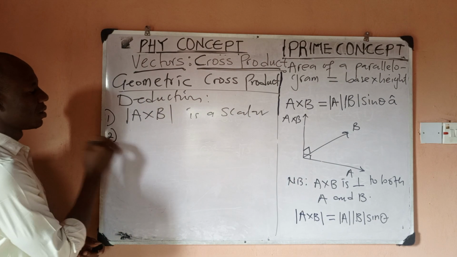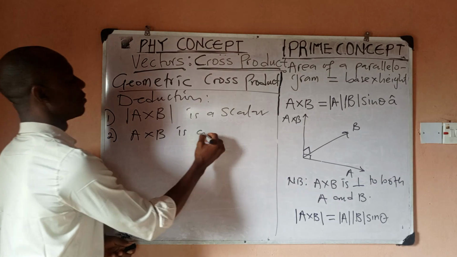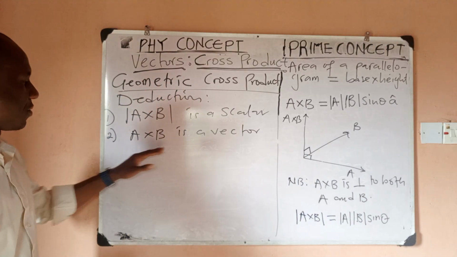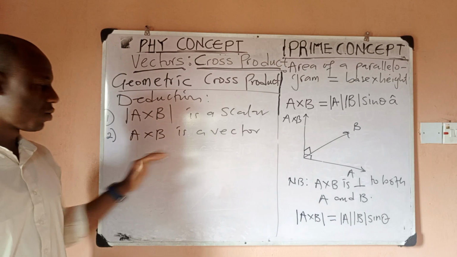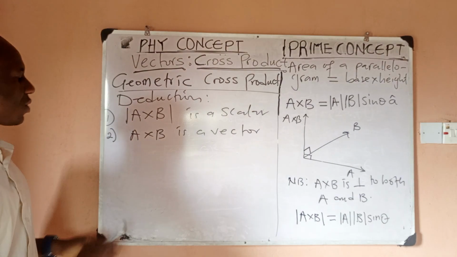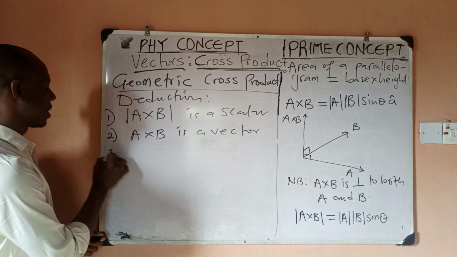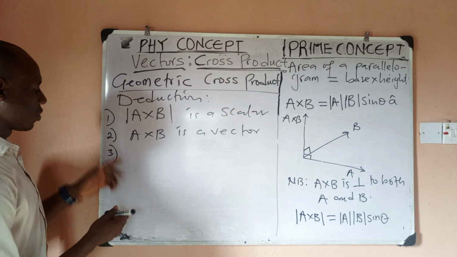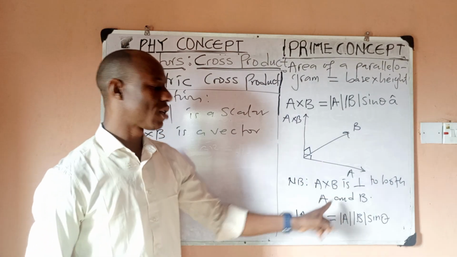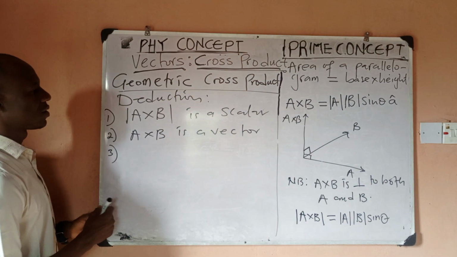Number two deduction is that A cross B in itself is a vector. A cross B in itself is a vector, right? We're going to see it. We've seen this already when we did arithmetic, but we're going to see more examples. So this is a vector. Why this up one is a scalar, very important for us to note. And I've also pointed out another deduction here already, that A cross B is perpendicular to both A and B. So they are perpendicular. So you should note that.